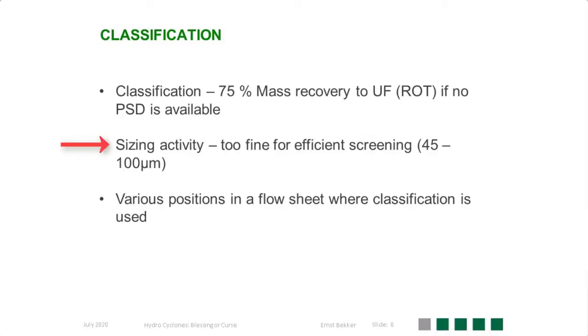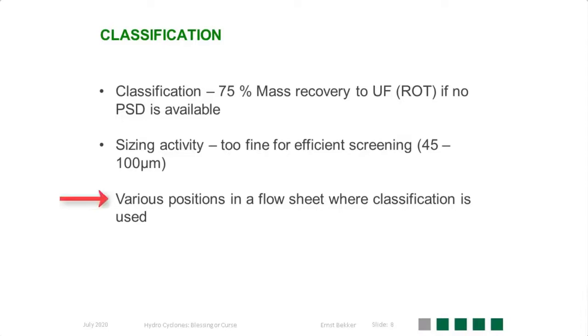It's a sizing activity, and it's used normally where it's not economical to use ultrafine screening or where there are no screen apertures available. The hydrocyclone normally falls in the category between 0 and 150 microns. And that is where the classification action normally takes place via a hydrocyclone.